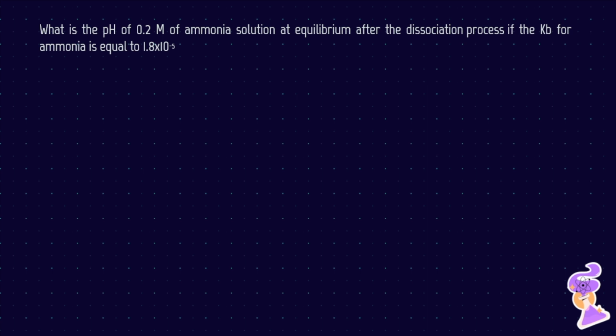The first thing that we need to do is write a balanced equation for this dissociation process. There's a clue here in the question. It states that this is an ammonia solution. If it's a solution, it means that we need to add water. So ammonia, NH3, you need to add water. Hence, it shall dissociate into NH4 positive plus OH minus.